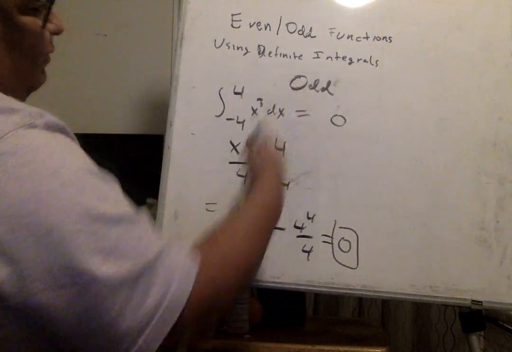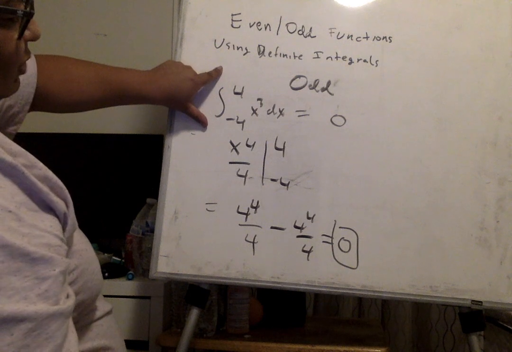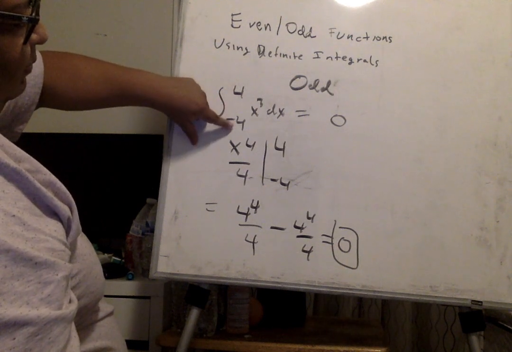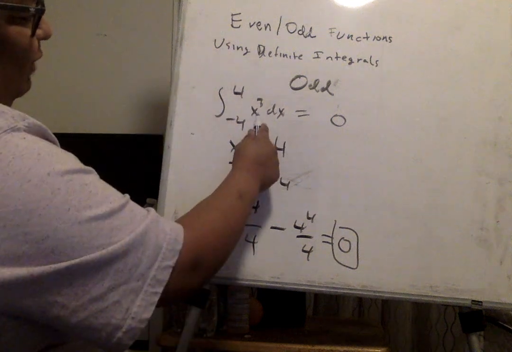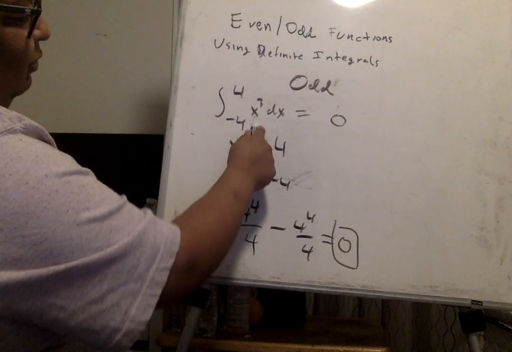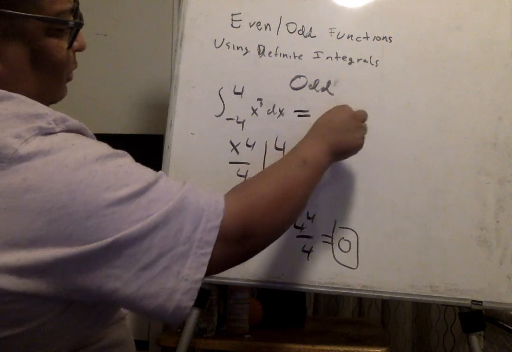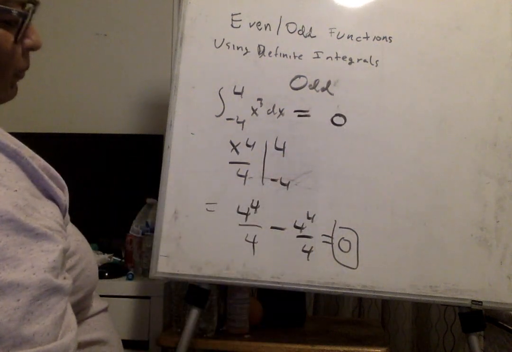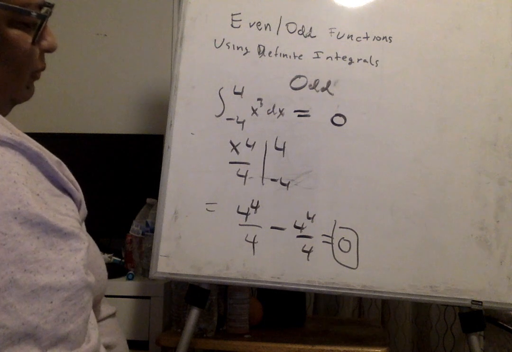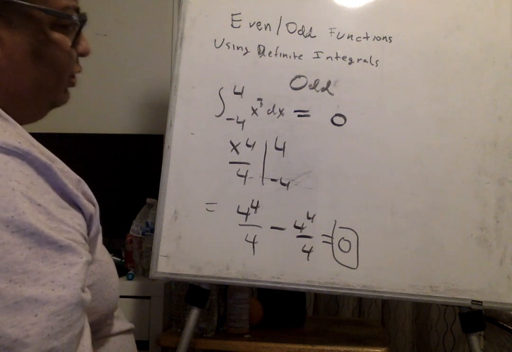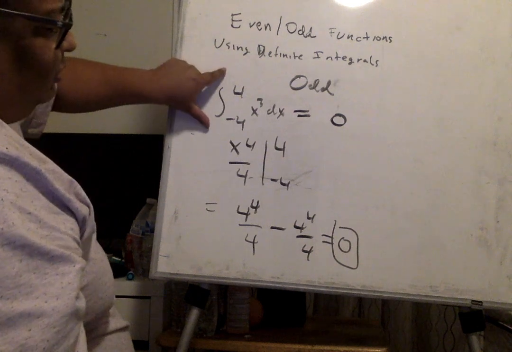So whenever you have an odd function, you have this symmetry between positive and negative of the same endpoint, and x cubed is odd, or any odd function, you're always going to get 0. And that's the case, you can see here. So we talked about even and odd functions using definite integrals that have symmetry.